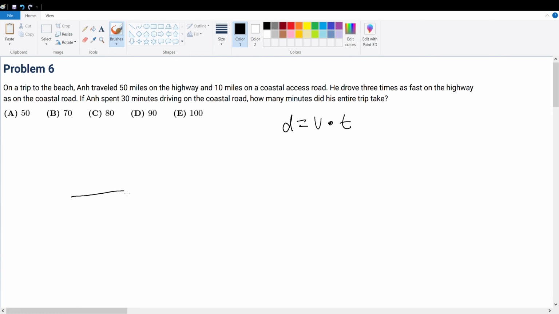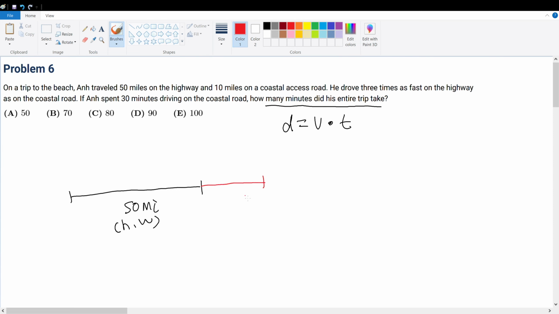So let's say this is the highway. This highway is 50 miles, right? We're trying to find the number of minutes that it took. So how much time did it take to travel this highway? That's the highway. Let's say this portion in red is the beach coastal road.